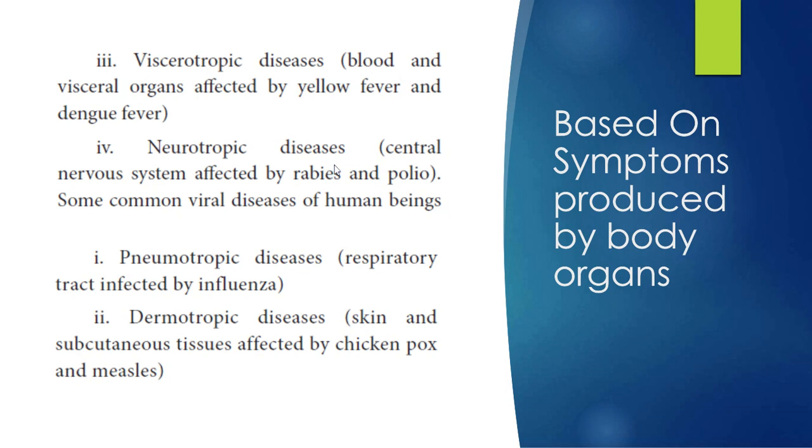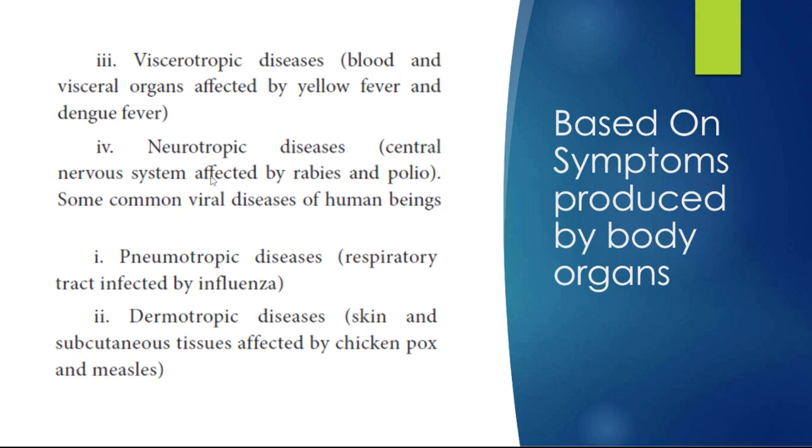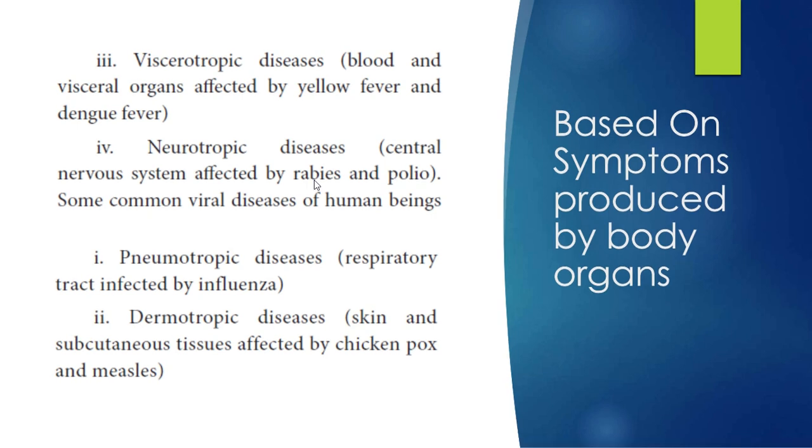Then neurotrophic means what? The virus affects the central nervous system. Examples: rabies and polio. Rabies, the rhabdovirus, affects the central nervous system. Poliomyelitis is the virus which causes polio. So that type of virus is called neurotrophic. Neuro means what? Nerve is neurotrophic. Then some of the viruses affect the lungs, pneumotrophic. For example, influenza. Nowadays, corona is also a pneumotrophic disease because it generally affects the lungs, completely blocking the lungs. So corona is also a pneumotrophic disease.